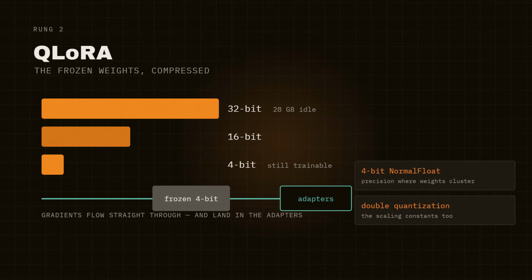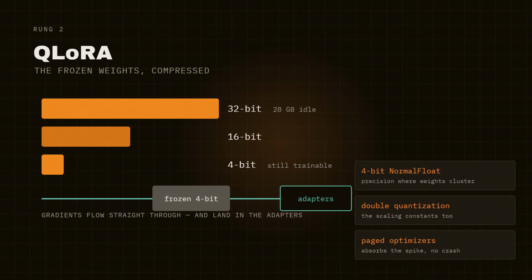Second, double quantization. Quantizing produces its own overhead scaling constants, 1 per block. At this scale, those constants are big enough to matter, so QLoRA quantizes the constants too. Third, paged optimizers. Memory usage spikes during training, and a spike is what kills a run at hour 9. Paging absorbs the spike instead of crashing the job.